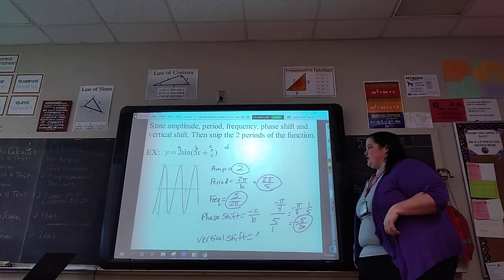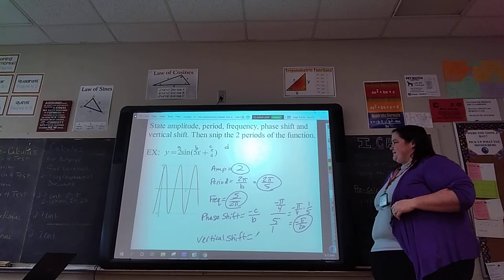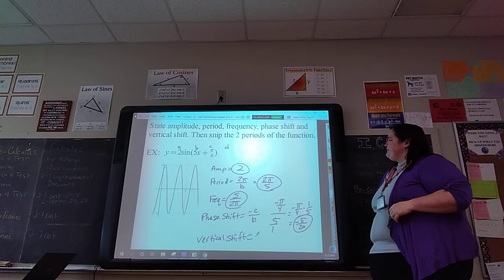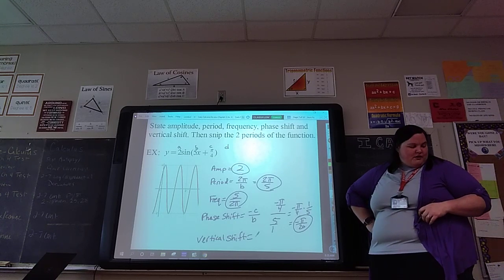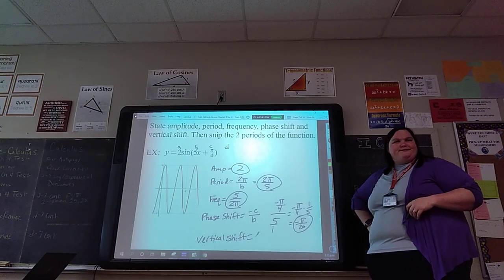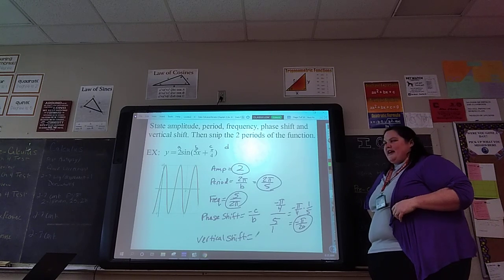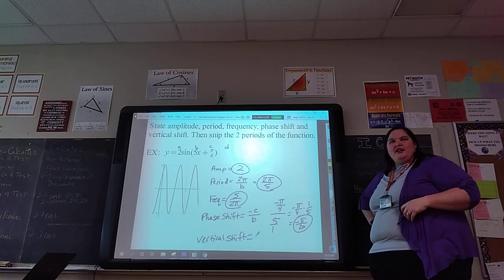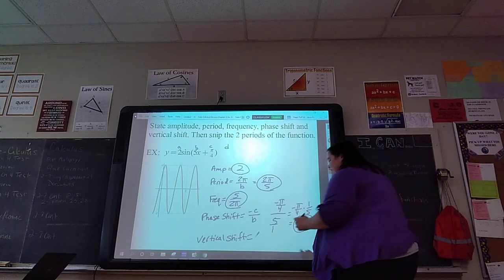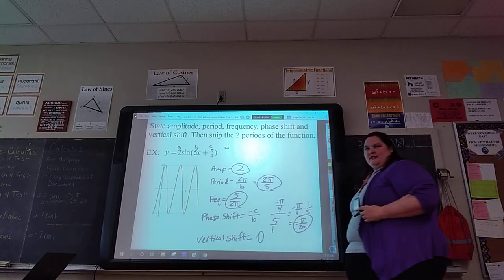Okay, and then the vertical shift. Where do we get the vertical shift? What's the vertical shift? We don't have one. Why not? No D. There's no D value. Okay? So there's nothing added behind it, but I do want you to include it, so there's no D value too.